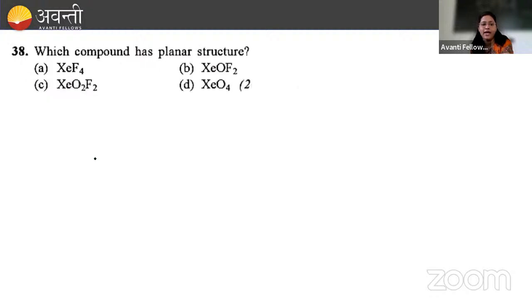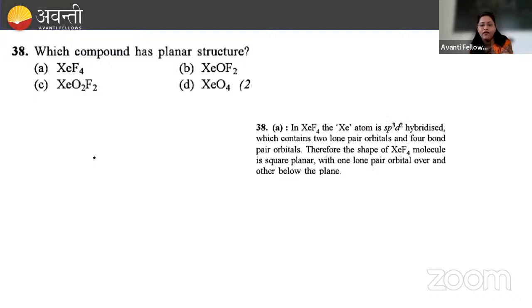Yeah, next, which compound has planar structure? So see the structures of all the compounds. CF4, what is in it, what is its structure like? Its hybridization is sp3d2. That's why it contains 2 lone pairs of orbitals and 4 bond pairs in it, and that's why it shows the square planar structure, okay, and our option A is the correct answer here.